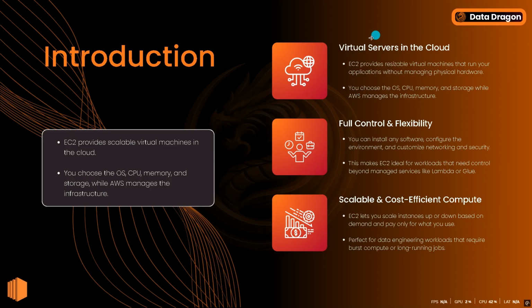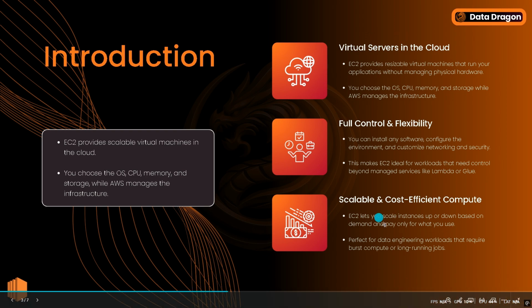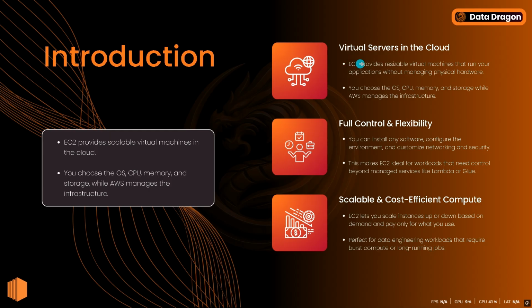Now, some of the key features are virtual servers in the cloud. So you don't have to worry about something happening to on-premises hardware or data. Everything happens in the cloud. This provides resizable virtual machines that run your applications without managing physical hardware, and full control and flexibility. You can install any software configuration and environment, and customize networking and security. This makes EC2 ideal for workloads that need control beyond managed services like Lambda and Glue.